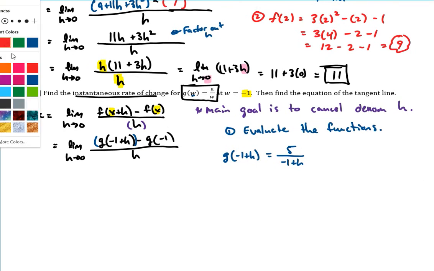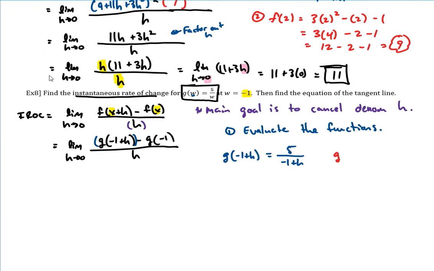Okay, and then my second step, or still evaluate the functions. Let's go ahead and I'm just going to put it to its side since I think I have plenty of room. I want to do the g of -1, which is 5 over, so I'm putting the -1 into those w's, which is 5 over -1, which is really just -5.